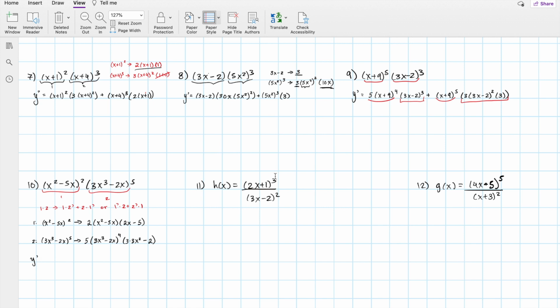Y prime, and we can just plug things in. The first term, (x squared minus 5x) to the power of 2, times the derivative of the second term, which is this huge big thing here, 5 times (3x cubed minus 2x) to the power of 4, multiplied by 3 times 3 is 9, so (9x squared minus 2), brackets, brackets, brackets, plus the second term, these get quite annoying, to the 5, multiplied by the derivative of the first term, which is 2 times (x squared minus 5x) times (2x minus 5). Okay?